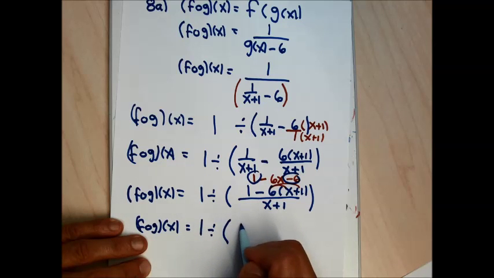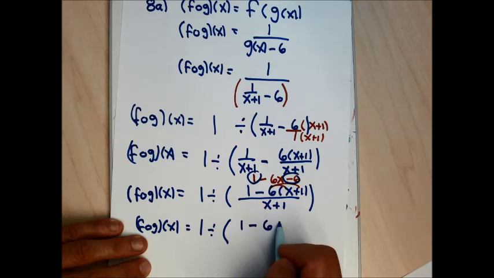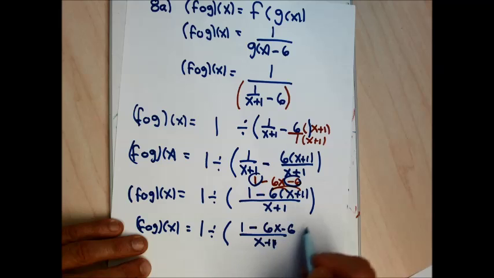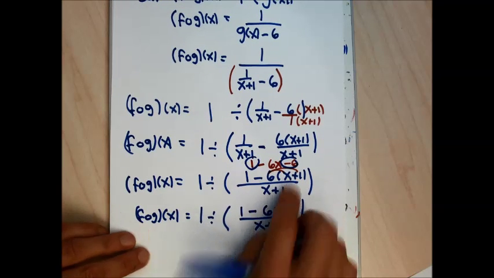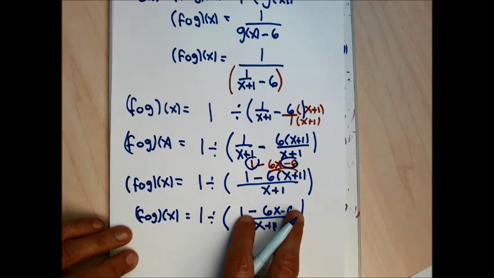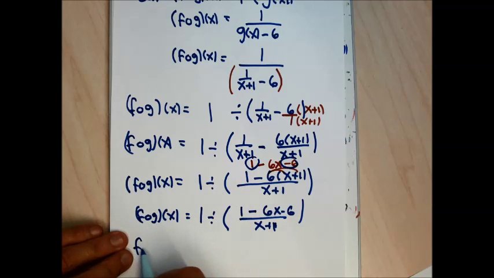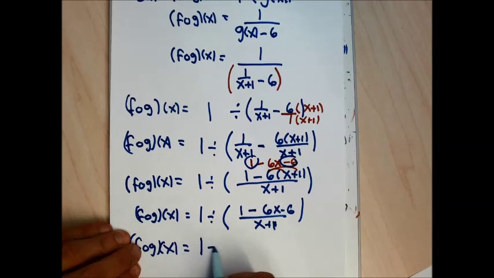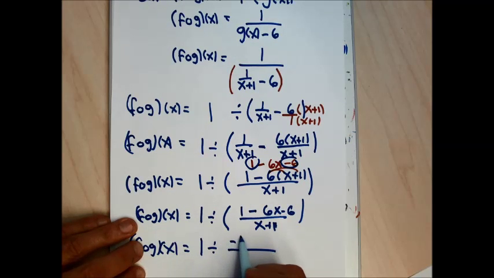So I'm going to have 1 divided by 1 minus (6x minus 6)/(x + 1). That's what I get when I clear this parentheses. And now, in the numerator of this fraction, the 1 minus 6 is negative 5. So this is going to give me f composed with g of x equals 1 divided by, it's going to be, (minus 6x minus 5) over (x + 1).